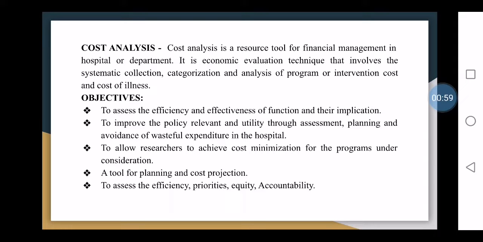Cost analysis is a resource tool for financial management in a hospital or in any department. So it is a resource tool which is used for financial management, how we can manage the cost. It is an economic evaluation technique that involves the systematic collection, categorization and analysis of program and intervention cost and cost of illness. So we are going to see what health programs happened, what cost we have invested, what was the cost of illness, or what was the cost of care. Everything we look into, and we are going to analyze. So it is an economic evaluation technique.